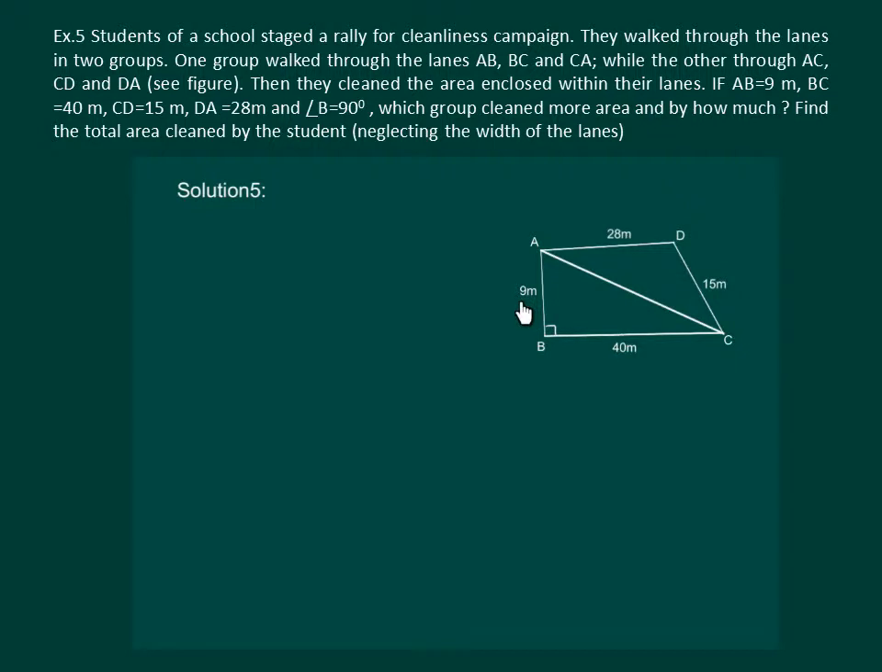If AB is 9 cm, BC is 40 cm, CD is 15 cm and DA is 28 cm and angle B is 90 degrees, which group cleaned more area and by how much? Find the total area cleaned by the students.